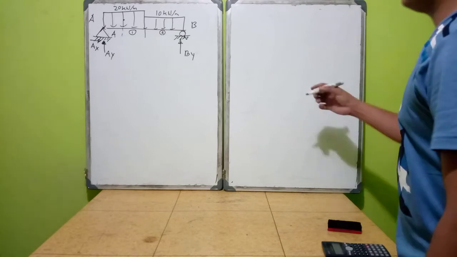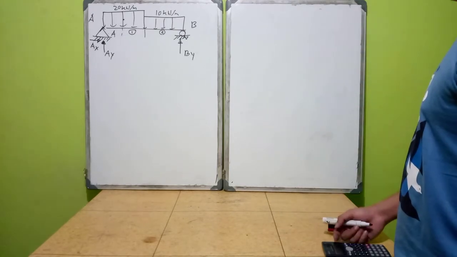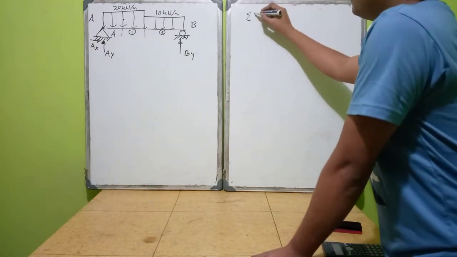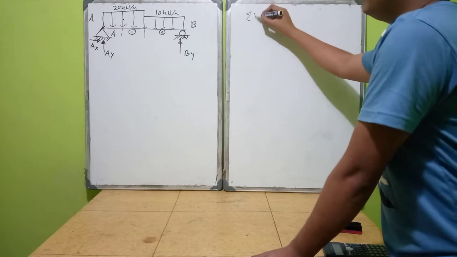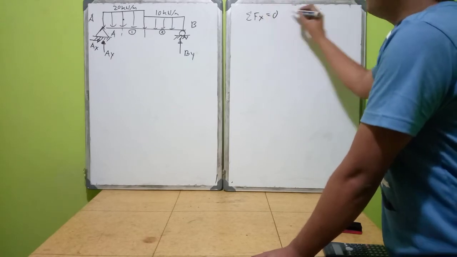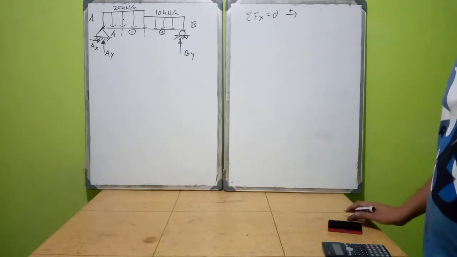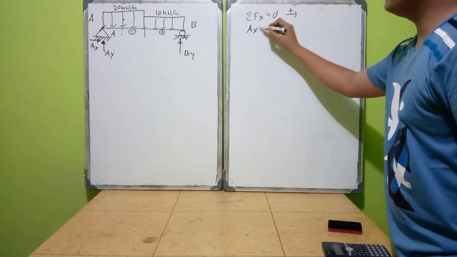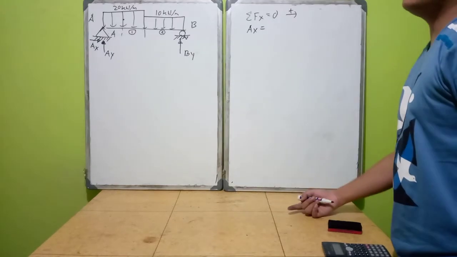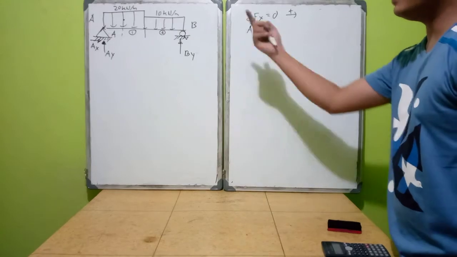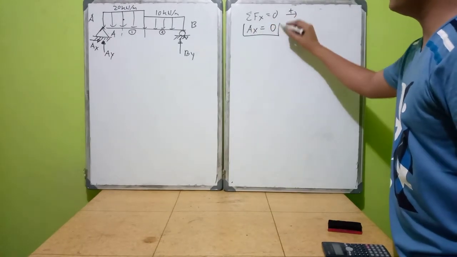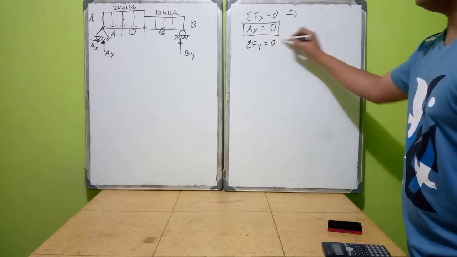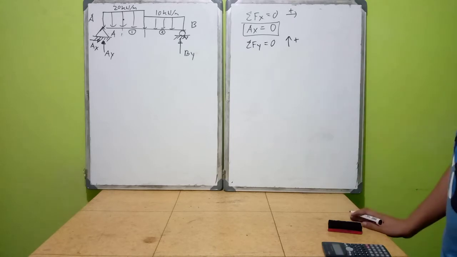Before we can construct our shear and moment diagrams, we need to compute the reactions first. So first we will have a sum of forces horizontal, to the right, equal to zero. So AX, since there are no other horizontal loads we can see in this drawing, will be equated to zero. So AX is zero. Then we have the summation of forces Y equal to zero, upward as positive.